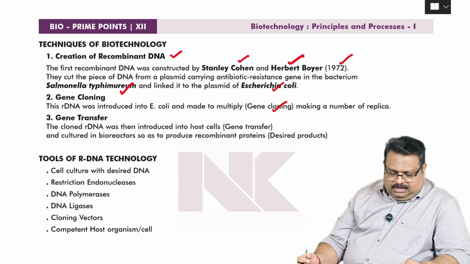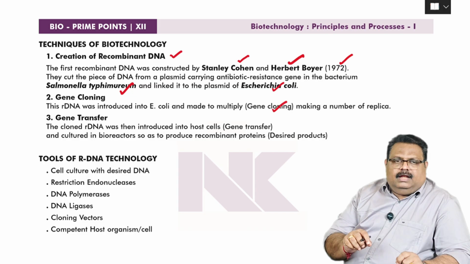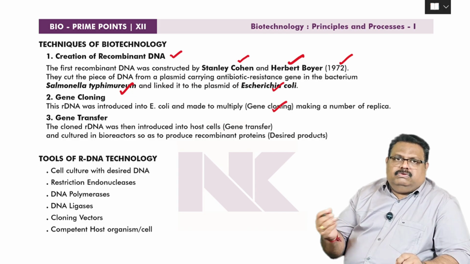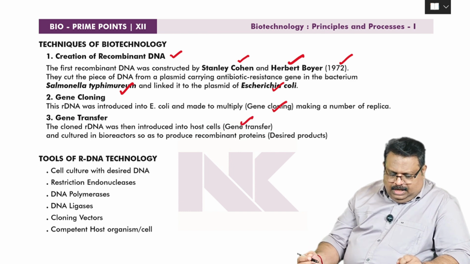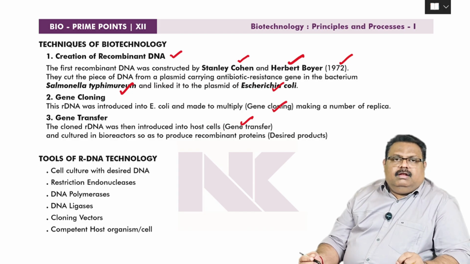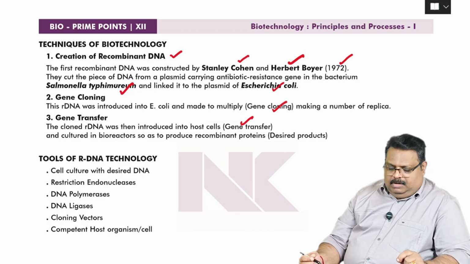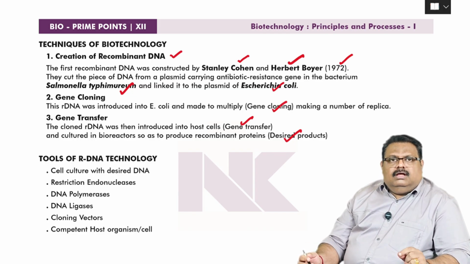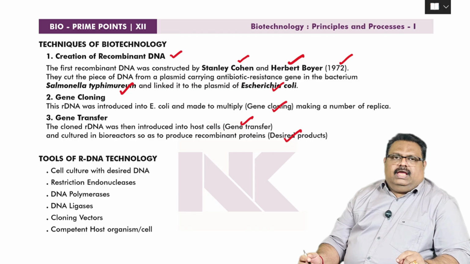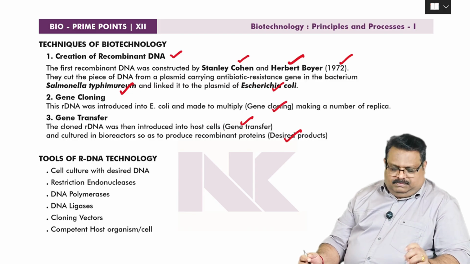Then gene transfer. The cloned recombinant DNA was then introduced into host cells. That means the newly created recombinant DNA is introduced into a new organism. That organism is called a host organism. This is called gene transfer, and the host is cultured in bioreactors so as to produce recombinant protein. The protein produced from the recombinant DNA is called recombinant protein. That is called the desired product. So first of all, three mechanisms are there. First, recombinant DNA is created. Then the recombinant DNA is multiplied. Then the third one, the recombinant DNA is introduced into a host organism to create the product of our choice.